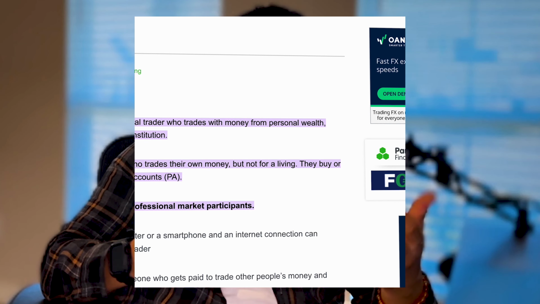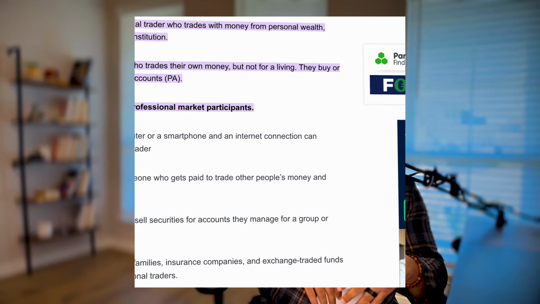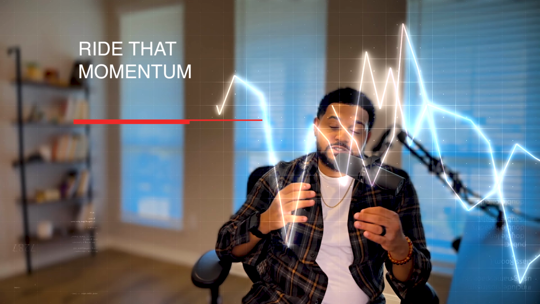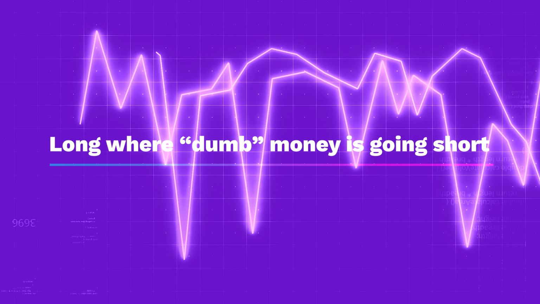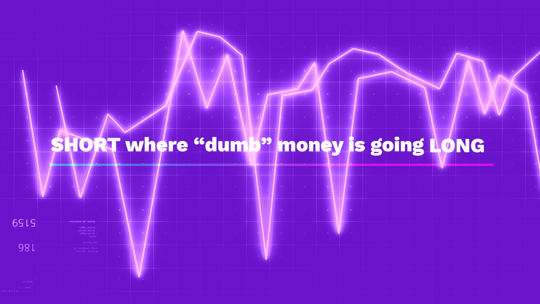Secondly, you do not want to get caught in the blender with retail money or dumb money and get trapped and stopped out. What I mean is you don't want to get trapped trying to trade a breakout either at the top or the bottom. What you want to do is actually ride that momentum of smart money. To put it simply, you want to go long where dumb money is going short, and you want to go short where dumb money is going long.